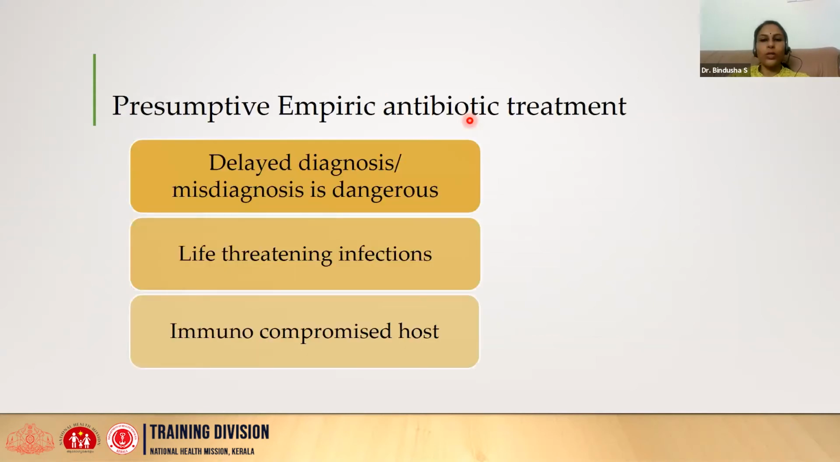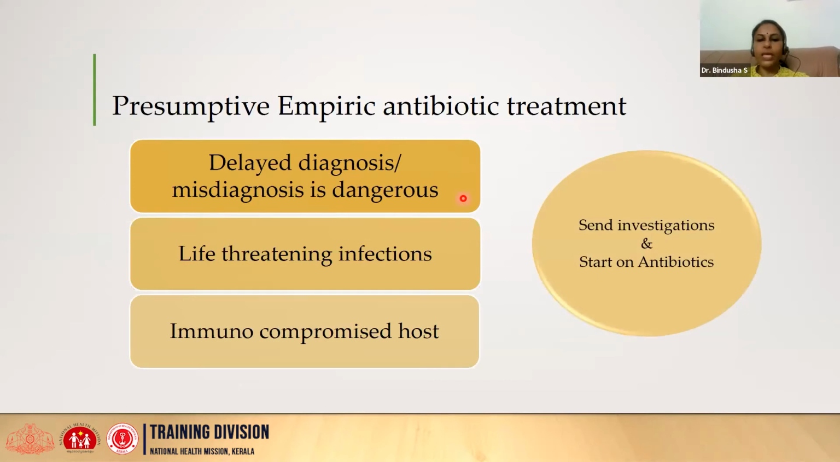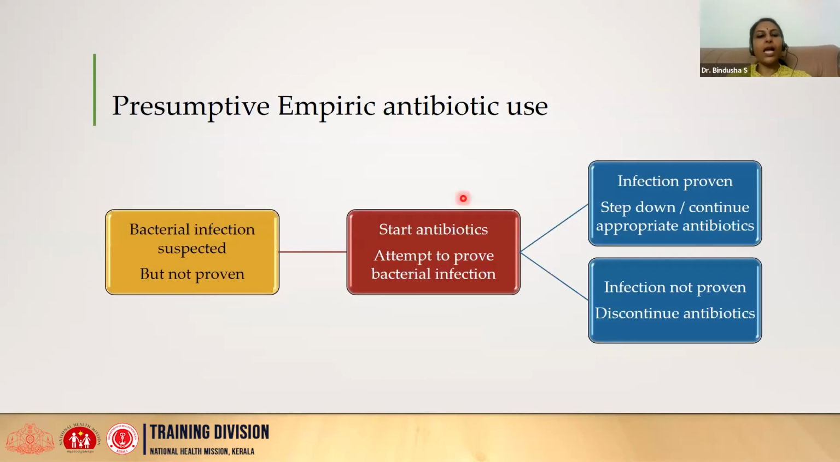So in these conditions, we need to start on a presumptive empiric antibiotic treatment. Whenever delay in diagnosis or misdiagnosis is dangerous, as in case of a life-threatening infection and immunocompromised host, even though we are not very sure that this is a bacterial infection, we may start on antibiotics. Here in these conditions where we are starting an empiric antibiotic presumptively, we need to send investigations and start on antibiotic.